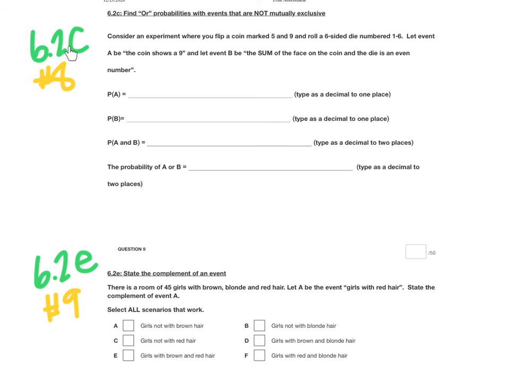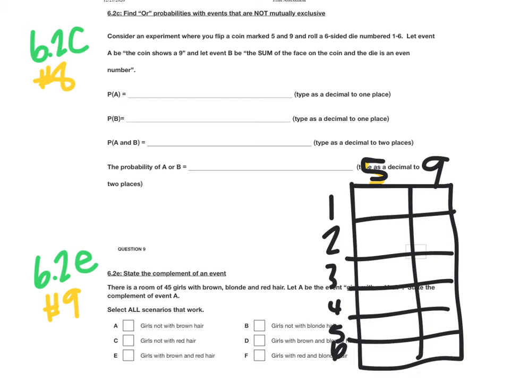Now we're going to go to 6.2c, where the probabilities are not mutually exclusive. There's something in common. And here we're going to have a different scenario. We're going to flip a coin, and the coins don't have heads and tails, but they have the numbers 5 and 9 on each of the 2 sides, and it's a 6-sided die. So I'm going to set up that sample space real quickly over here. And we're going to see we have a 2x6 grid or something out of 12 for here.